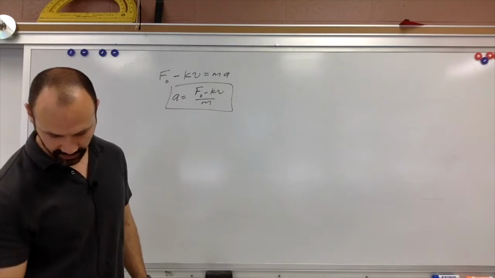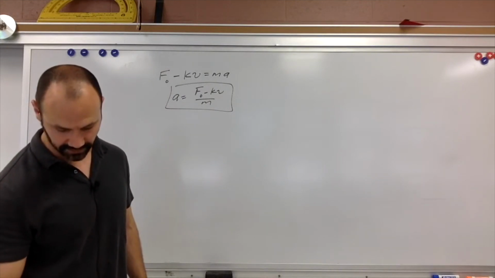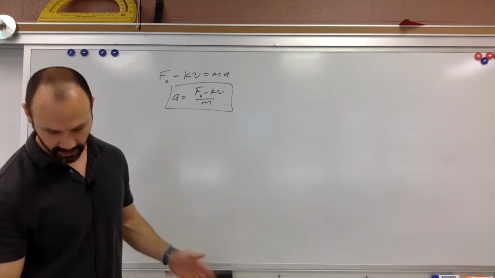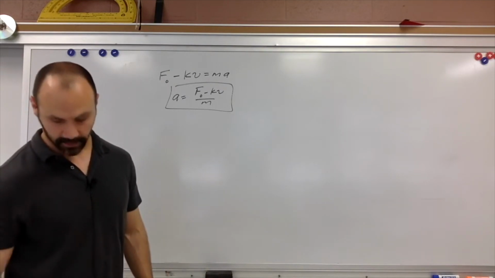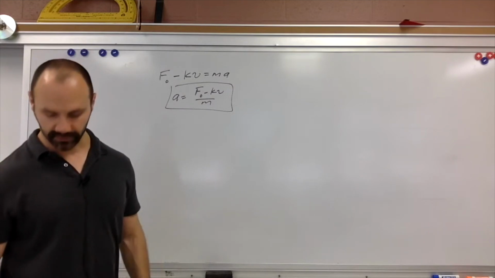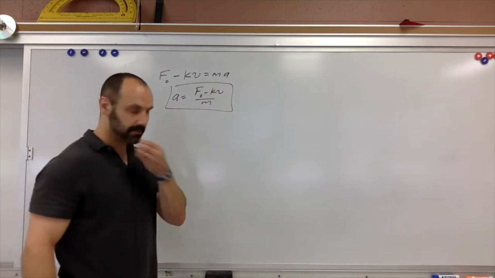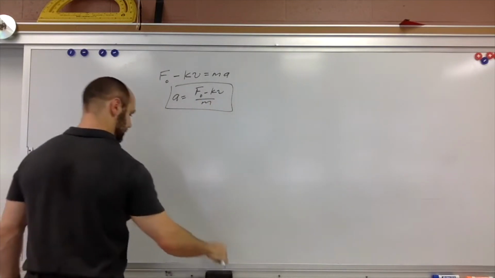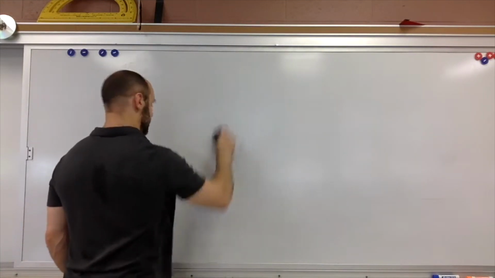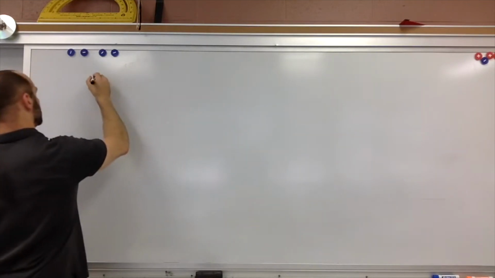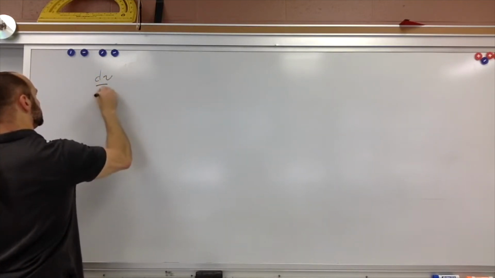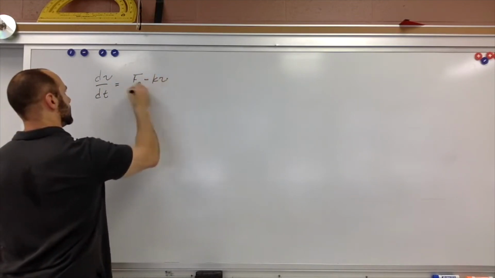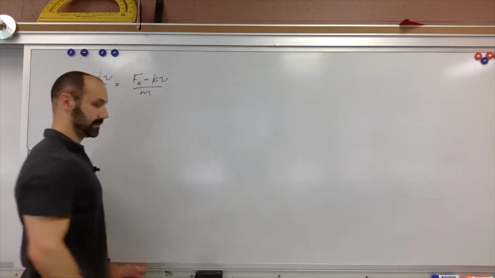Okay, C, derive the equation expressing the velocity of the car as a function of time in terms of K, F naught, and M. Right. This one gets really tricky. This one involves the crazy calculus. So what happens is this now becomes, let me rewrite this, except instead of A, I'm going to write dv dt. So this is F naught minus kv over m.